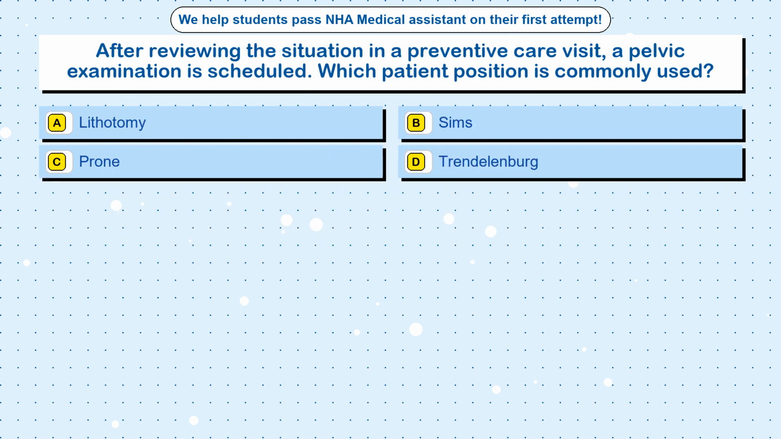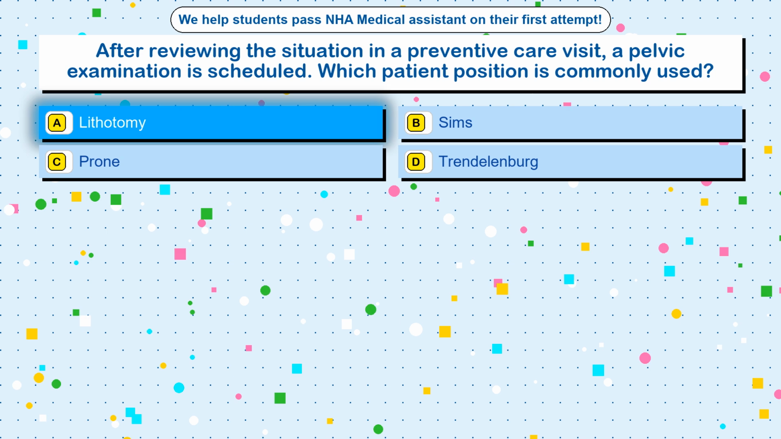Question 49. After reviewing the situation in a preventive care visit, a pelvic examination is scheduled. Which patient position is commonly used? Option A. Lithotomy. Option B. Sims. Option C. Prone. Option D. Trendelenburg. The correct answer is option A.